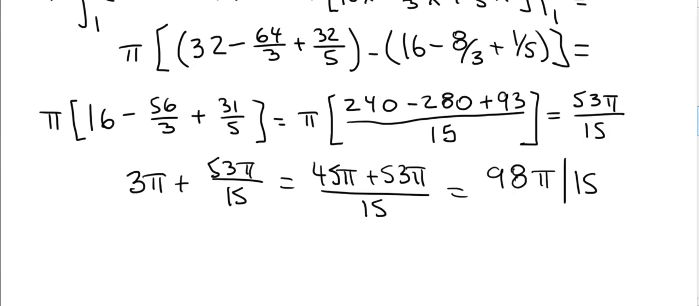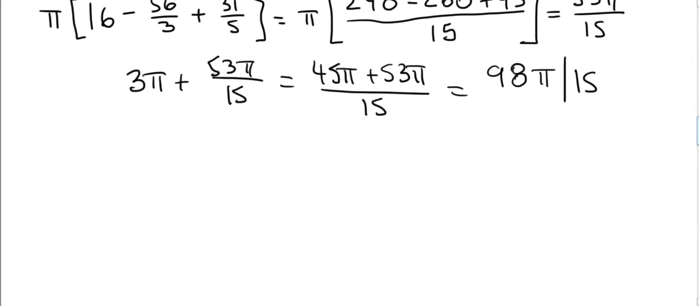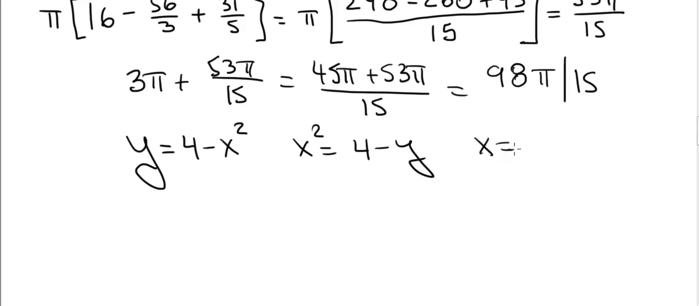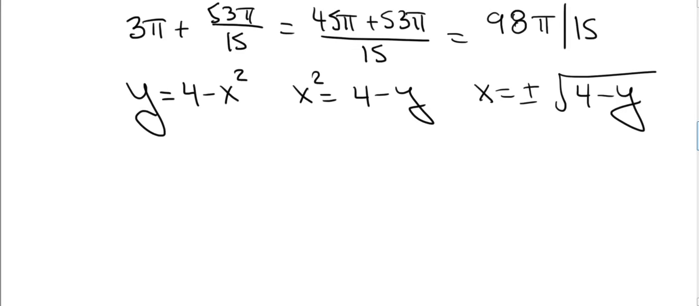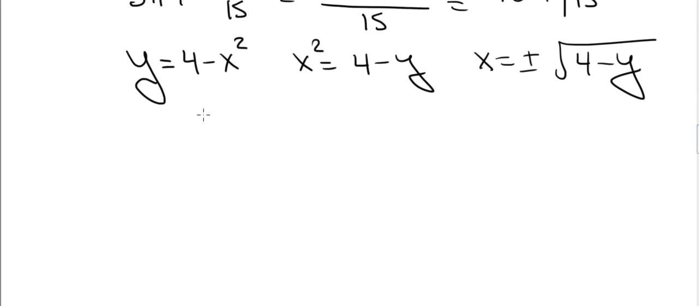Now let's solve the same problem using the method of cylindrical shells. So I'm going to redraw this region first, though. We take y equals 4 minus x squared and solve for x. x squared is equal to 4 minus y. x equals plus or minus the square root of 4 minus y. Since we are in the first quadrant, x is positive. x is the positive square root of 4 minus y. So we draw this region again.